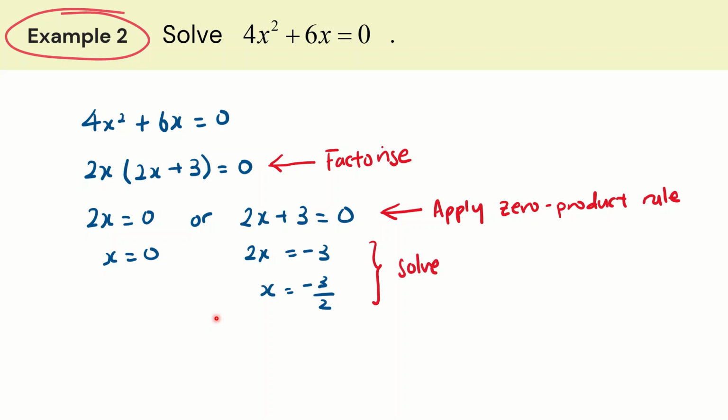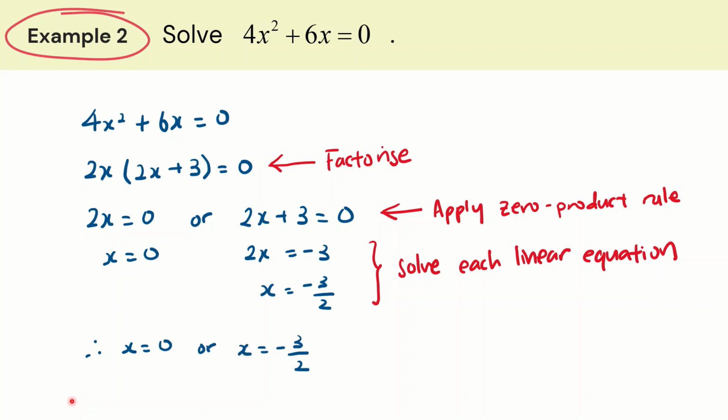So what we're trying to do here on both sides is to solve each of the linear equations. Hence, in conclusion, for this question, the solutions will be x equals 0 or x equals negative 3 over 2.